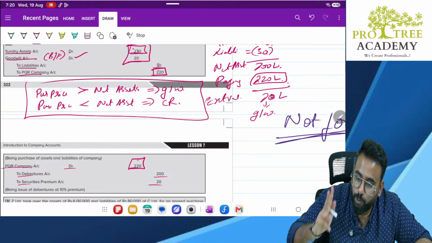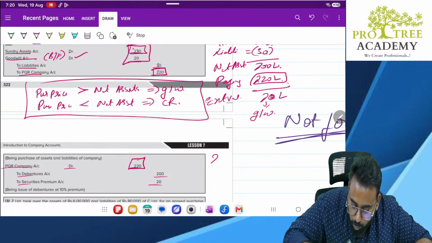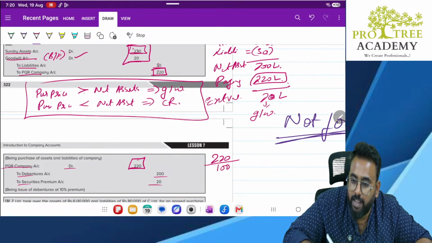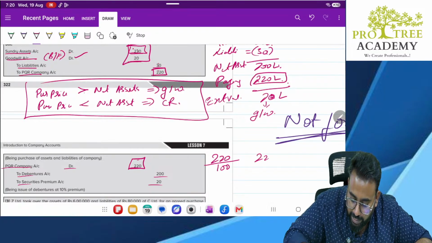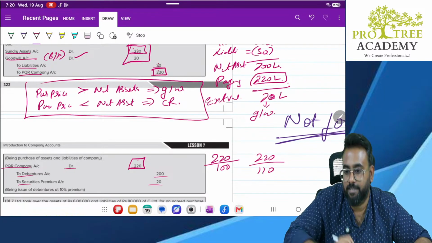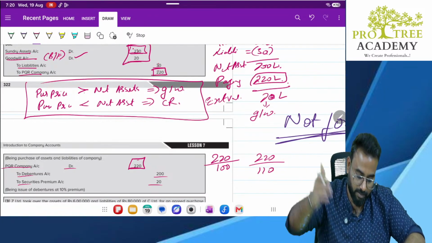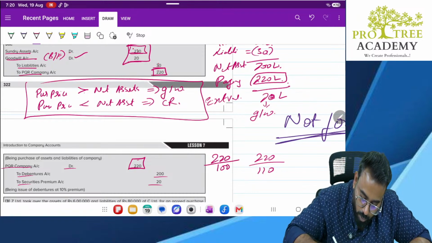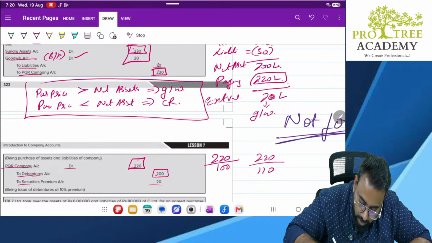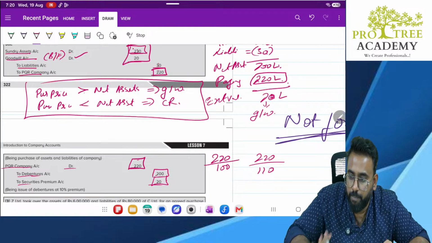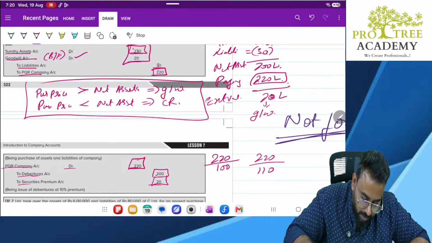Correct? But the 220 is split now. I will not issue 220 divided by 100. Rather, I will issue 220 divided by 110. Clear? Agree? So 200 will go to my debentures account. 20 will go to my premium account. Clear? Yes.